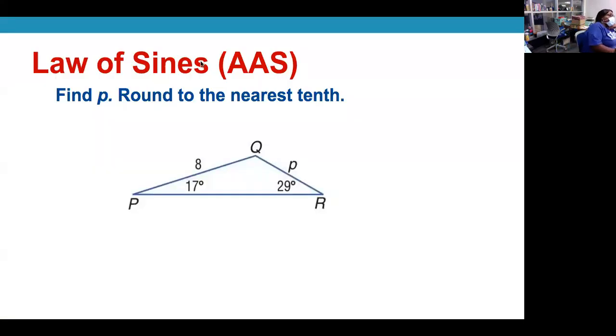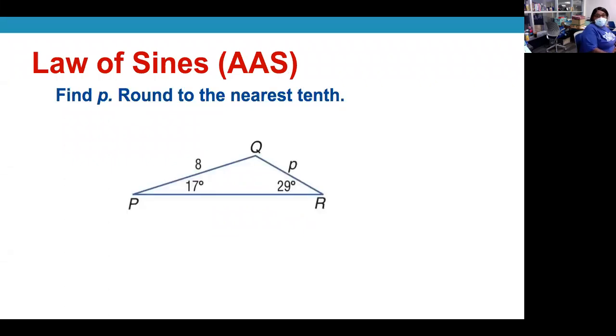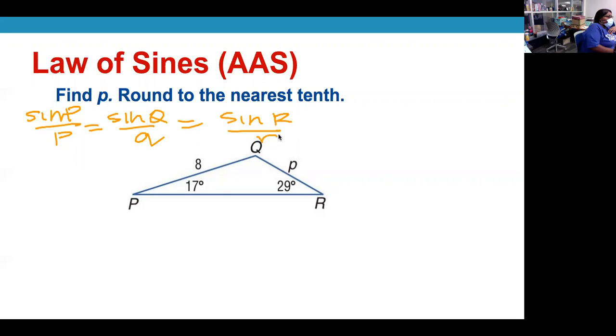Okay, so I'm going to look at what angles I have. So first, let's just write out the law of sines. So that's going to be the sine of P over P is equal to the sine of Q over Q, and that's equal to the sine of R over R, right? So I have angle R and I have angle P. So those are the 2 things that I'm going to use to write my law of sines.